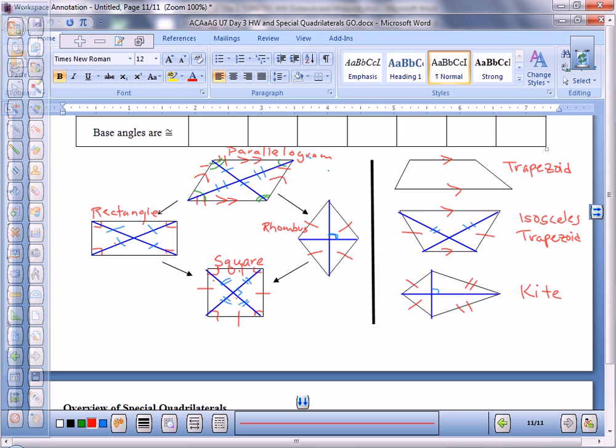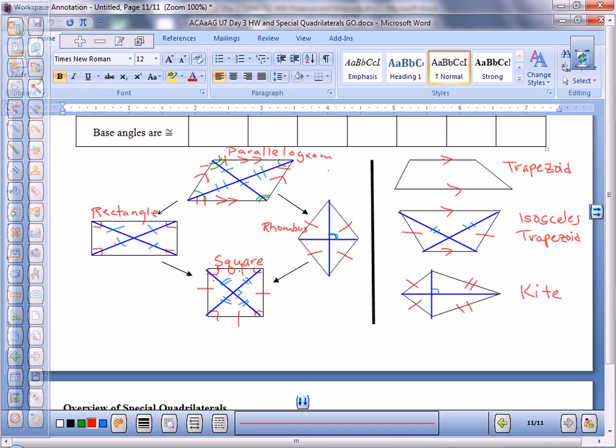Okay, so let's talk about the parallelogram family. And after that, I'm going to give you enough time to mark the picture. So go ahead and label the top one, parallelogram. A parallelogram is a special quadrilateral that has 2 pair of parallel sides. So I marked them. 1 arrow, 1 arrow. That shows these sides are parallel. 2 arrows, 2 arrows. That shows the other sides are parallel.